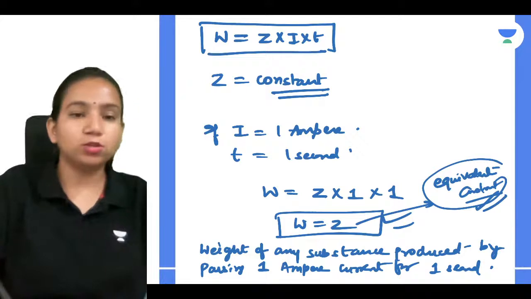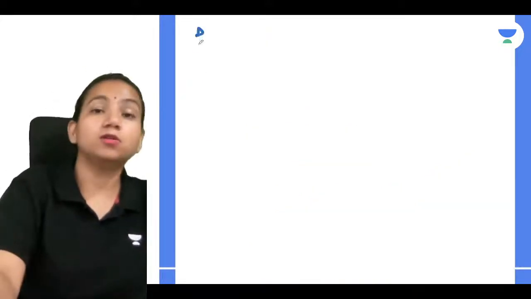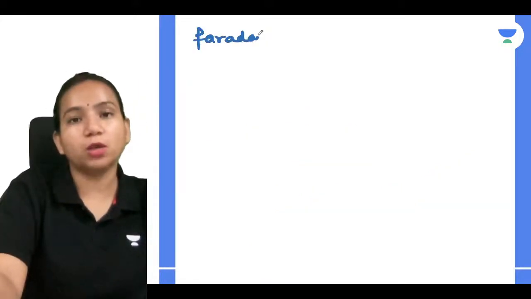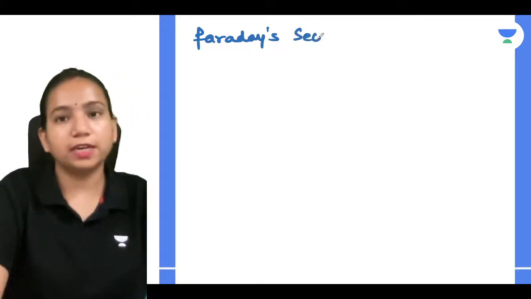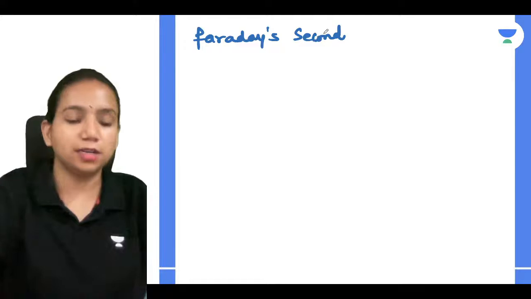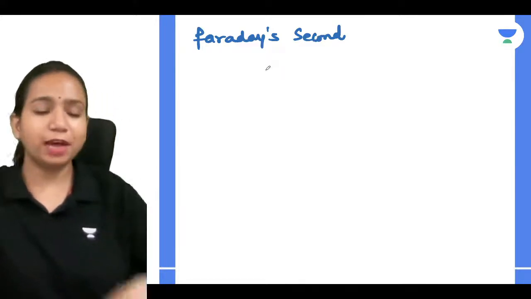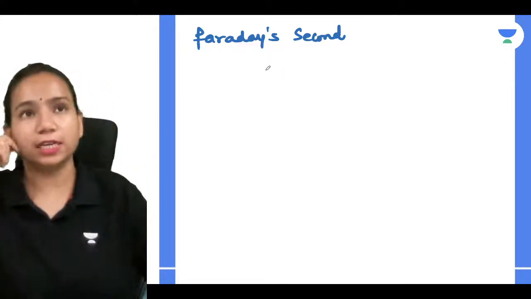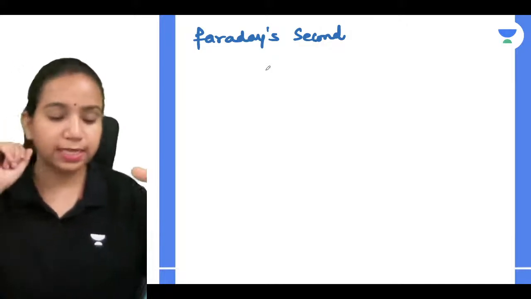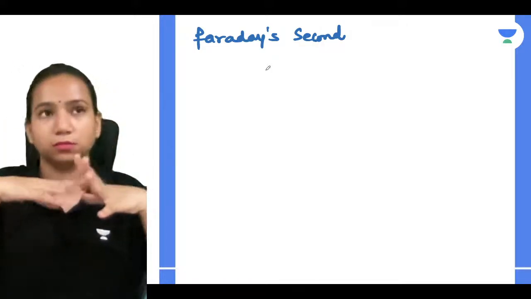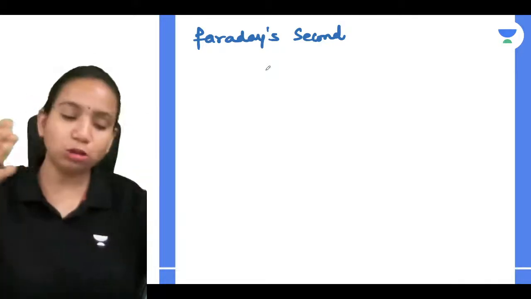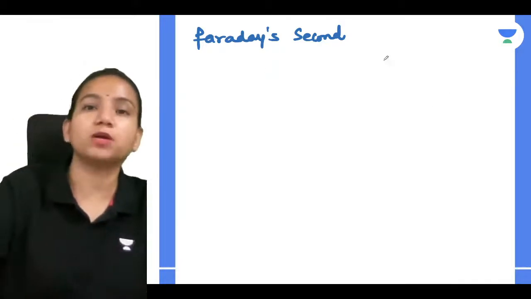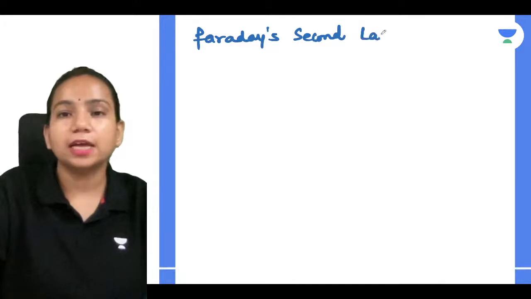Now let's talk about Faraday's second law, and the numericals related to both the laws we'll be doing in the next session, which is dedicated to electrolysis only. We'll be learning many other examples, and today we have understood the basics regarding electrolysis and the electrolytic cell. What is an electrolytic cell? It is a device or apparatus in which electrolysis takes place. We also learned what Faraday's first law is, and now we are quickly learning about Faraday's second law.